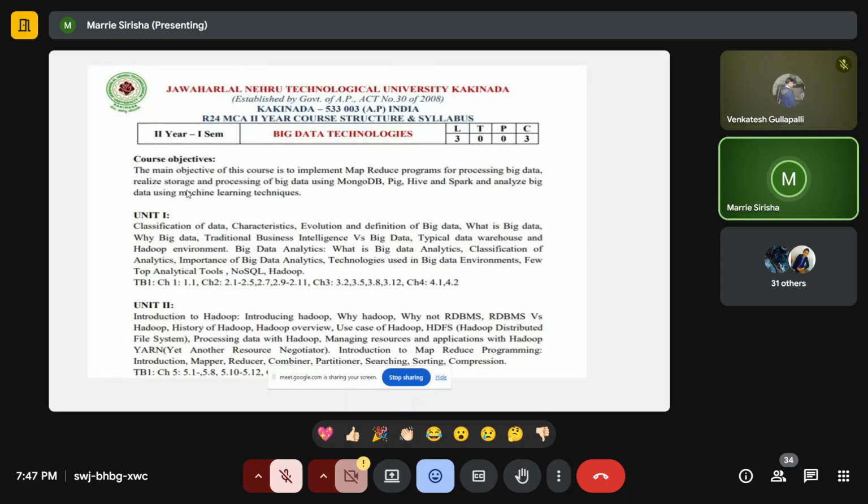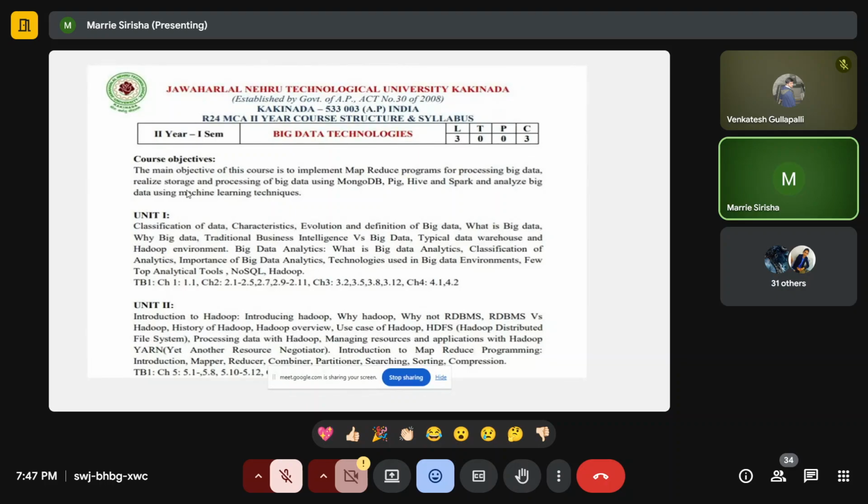And in unit two, we have introduction to Hadoop. You will be learning what Hadoop is, why we are using Hadoop, and why not RDBMS. RDBMS is nothing but Relational Database Management System. Hadoop is an open source framework, and it is designed for distributed storage and processing of large scale data. How the data is distributed at large scale and how it is handled.